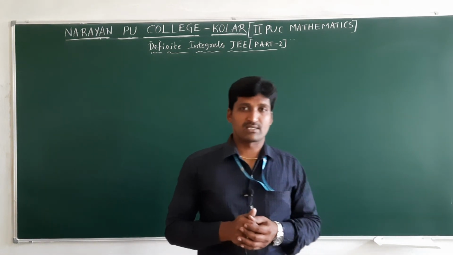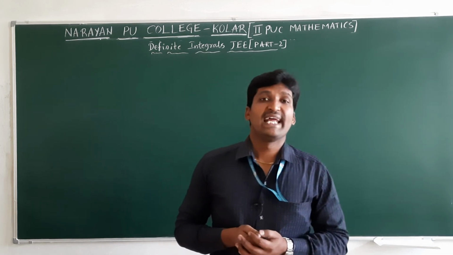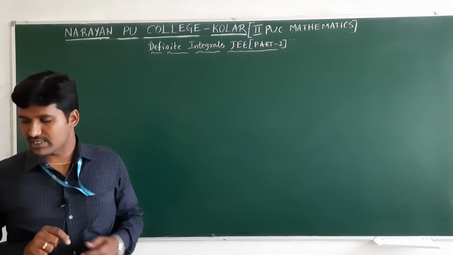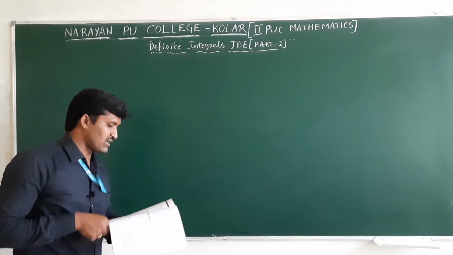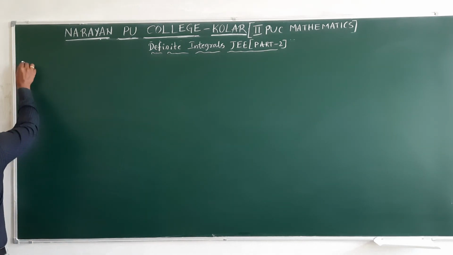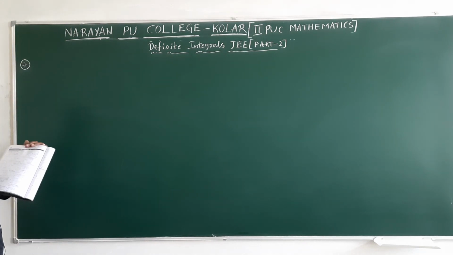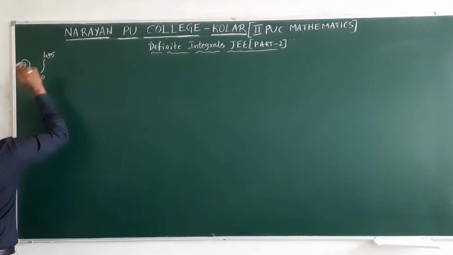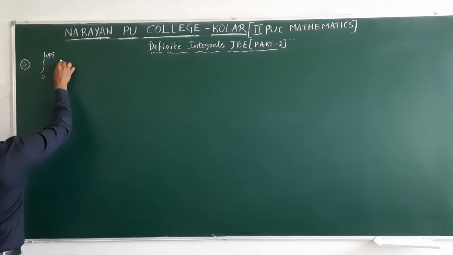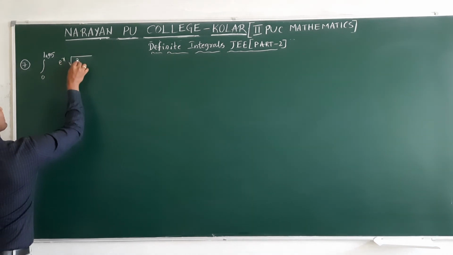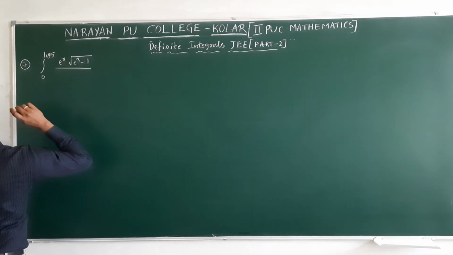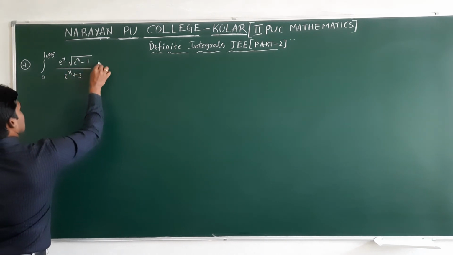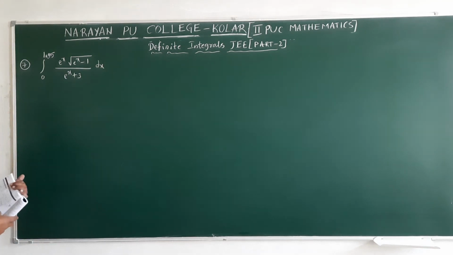In the previous session we discussed some concepts related to definite integrals and we finished up to question number 6. Coming to question number 7: find the value of the integral from 0 to log 5 of e^x times the square root of (e^x minus 1) divided by (e^x plus 3) dx. Directly we can't integrate this.